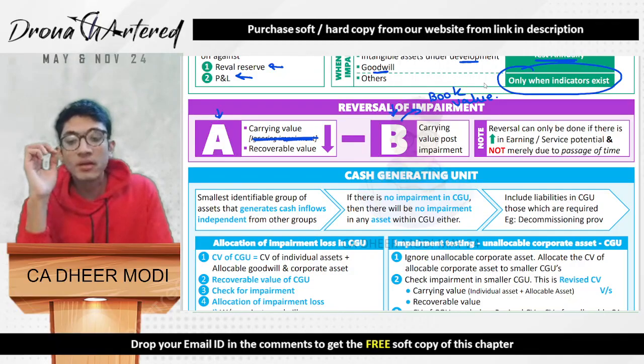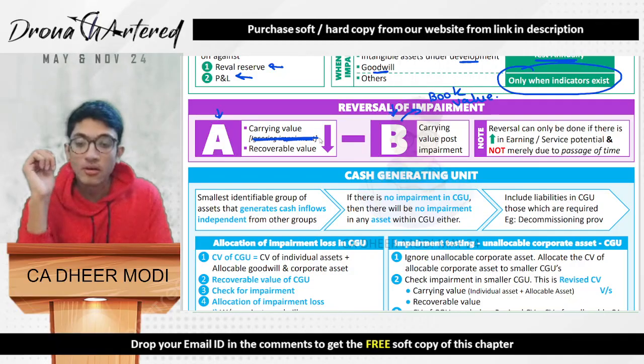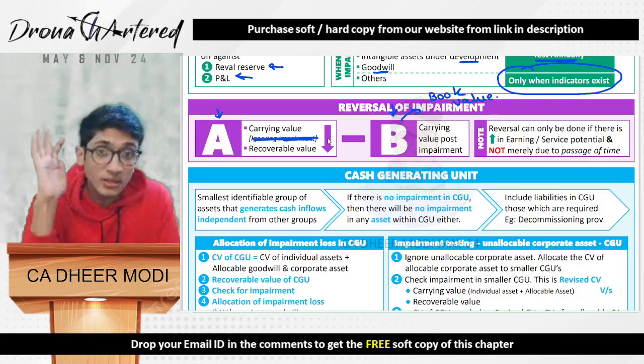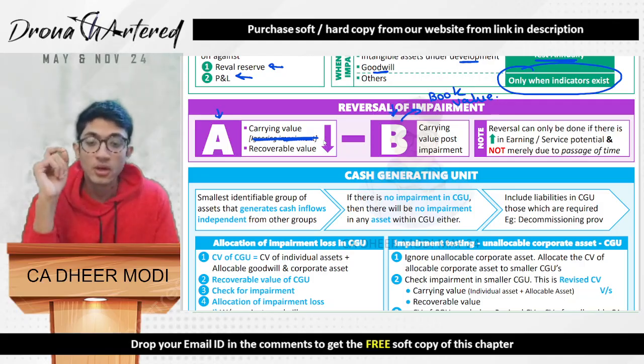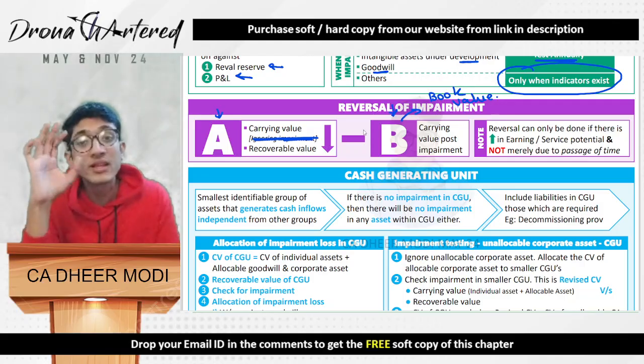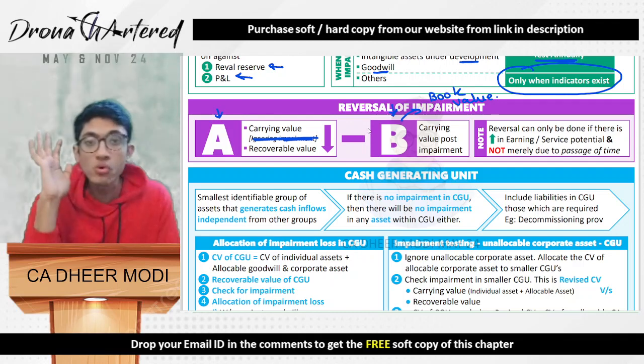So you compare what is being shown in the books with whichever is lower, the carrying value had there been no impairment or the recoverable value. Whichever is lower, you subtract this, and only that much portion will you be allowed to reverse.